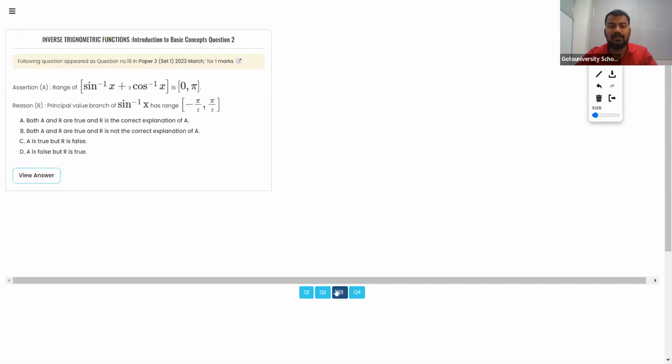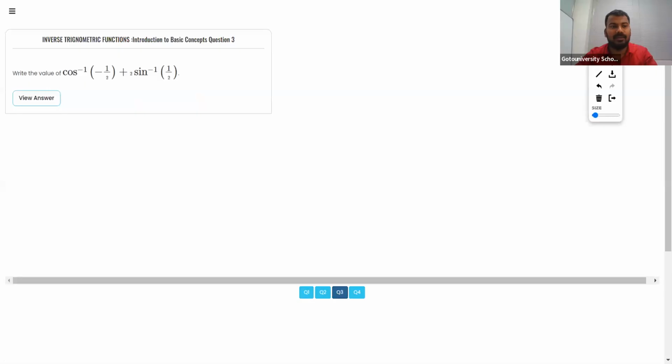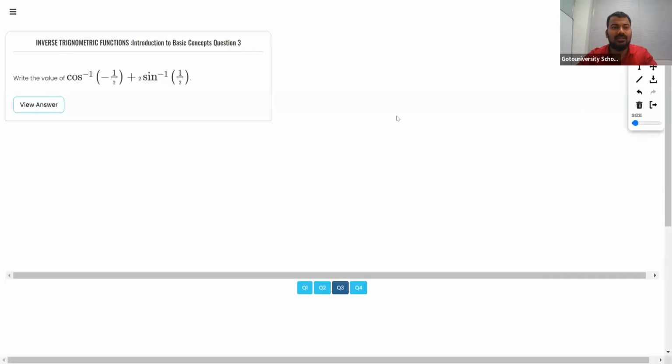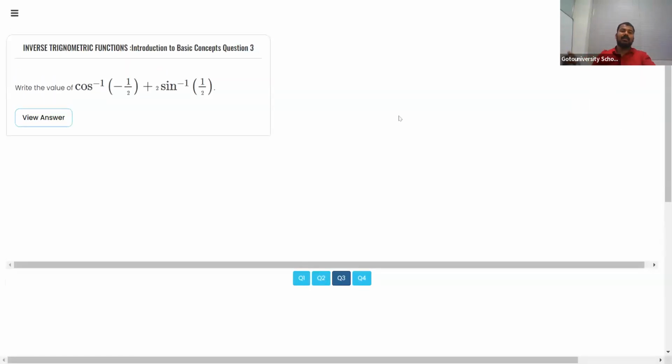Next, question number 3. Yes, what is the value of this? I'll be checking in Q&A. I want you guys to answer it. Make it quick. Write down the value of cos inverse of minus 1 by 2 plus 2 sine inverse of 1 by 2.